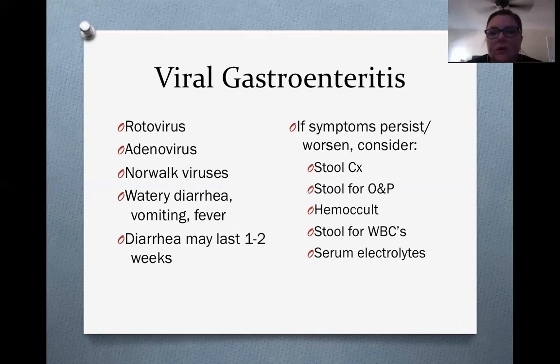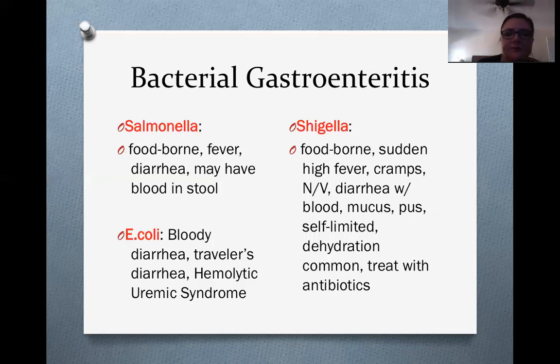So, it's hard sometimes to know, when do we get a stool culture? Well, it really is if they have blood or mucus in their stool along with fever, and we think that there's a bacterial source. That's really what we're trying to find out. Or if the diarrhea is getting worse instead of getting better, towards the end of that 1 to 2 week range.